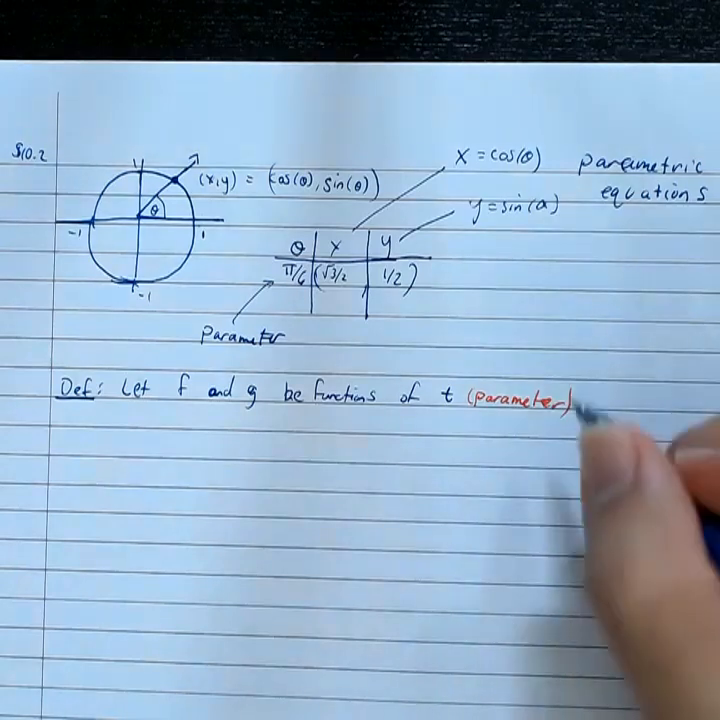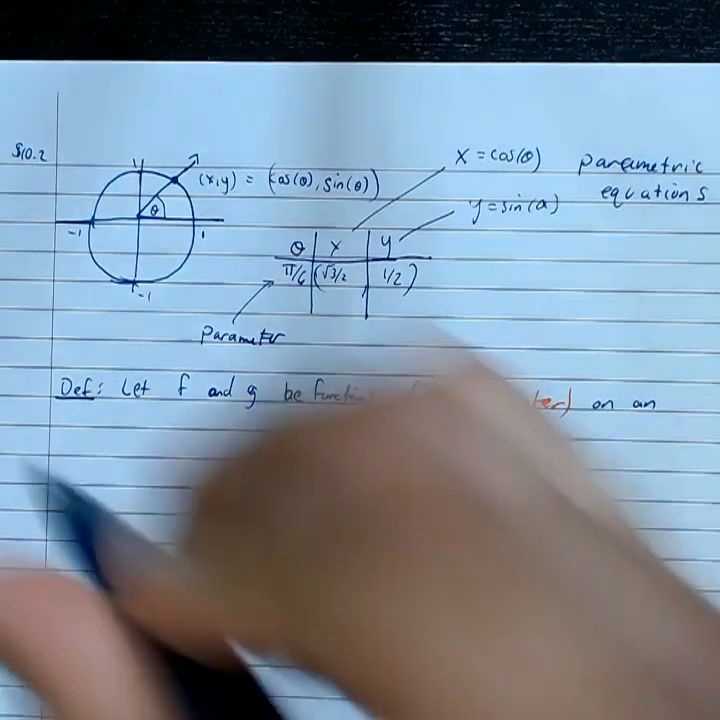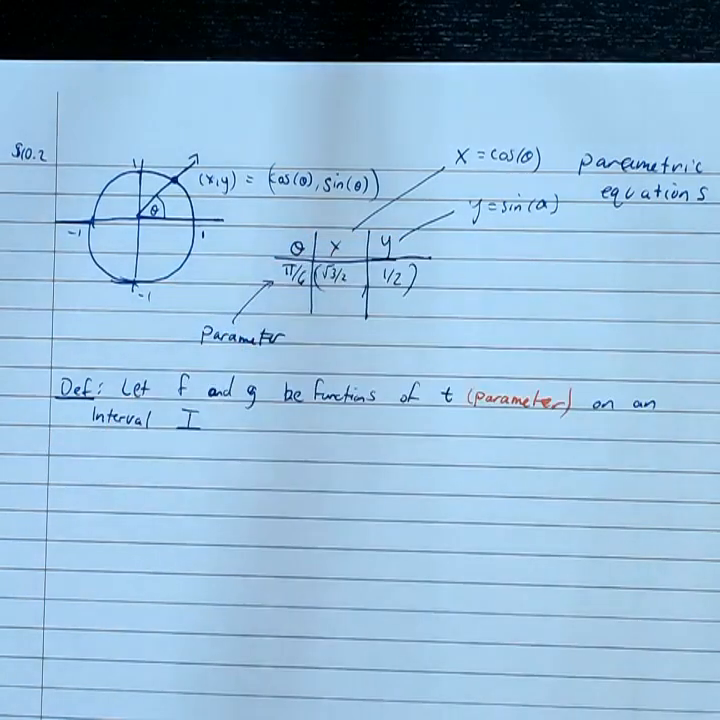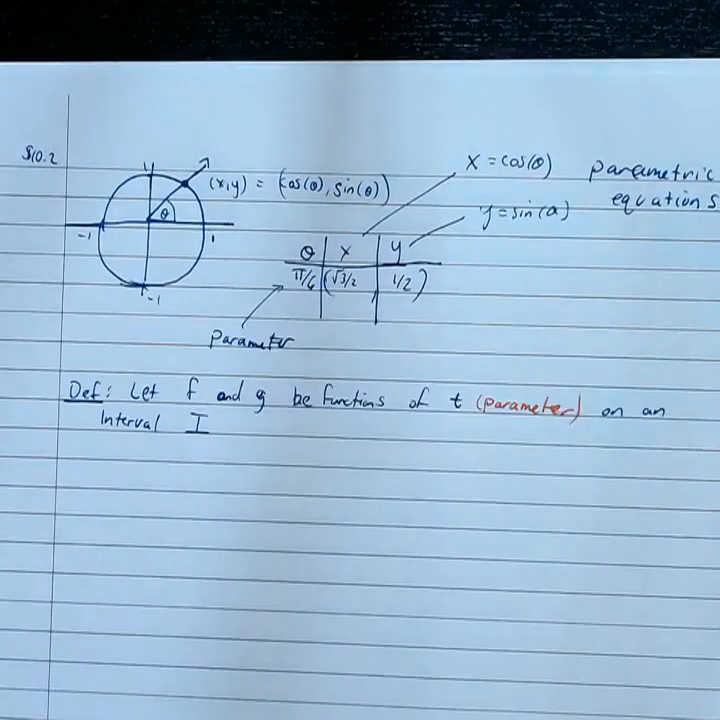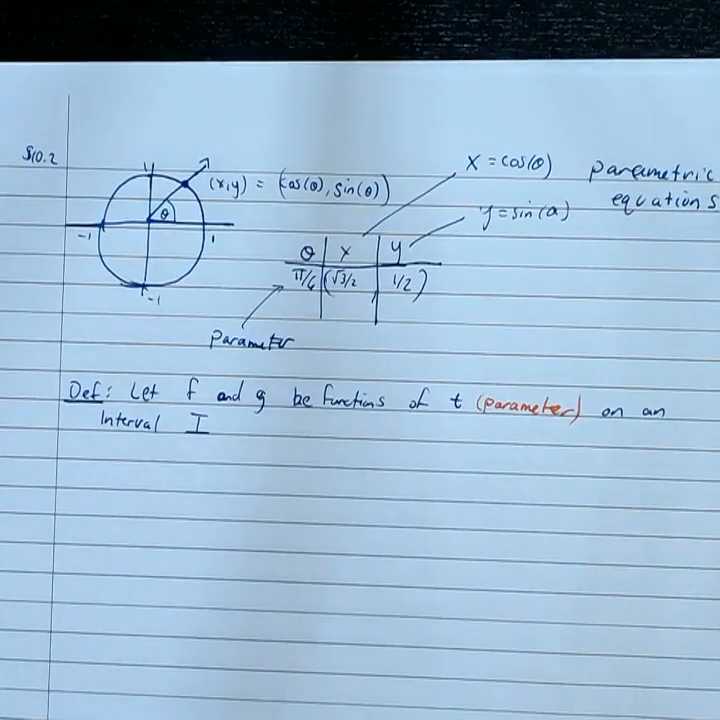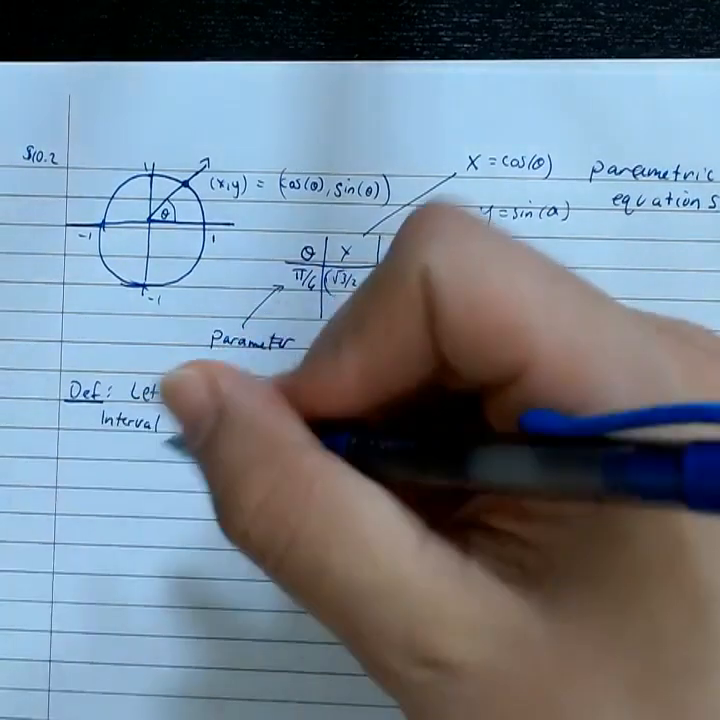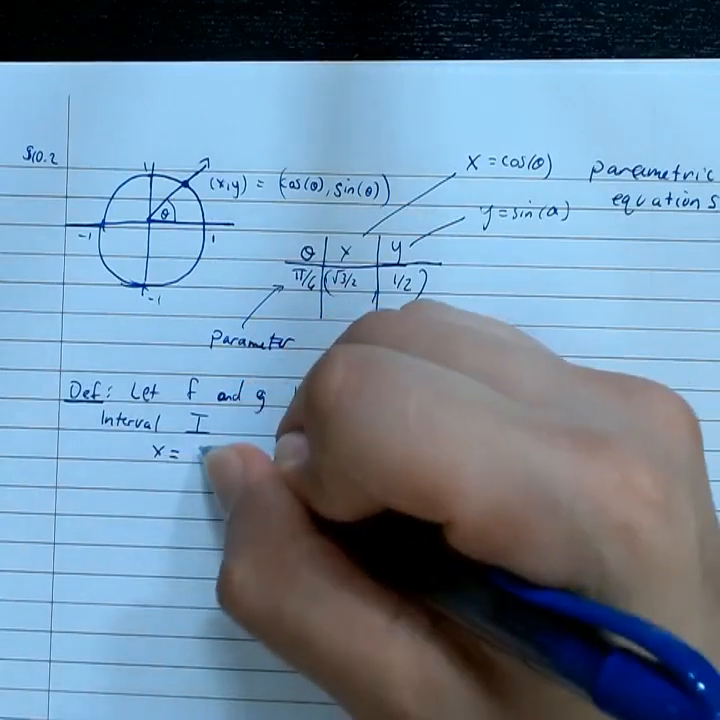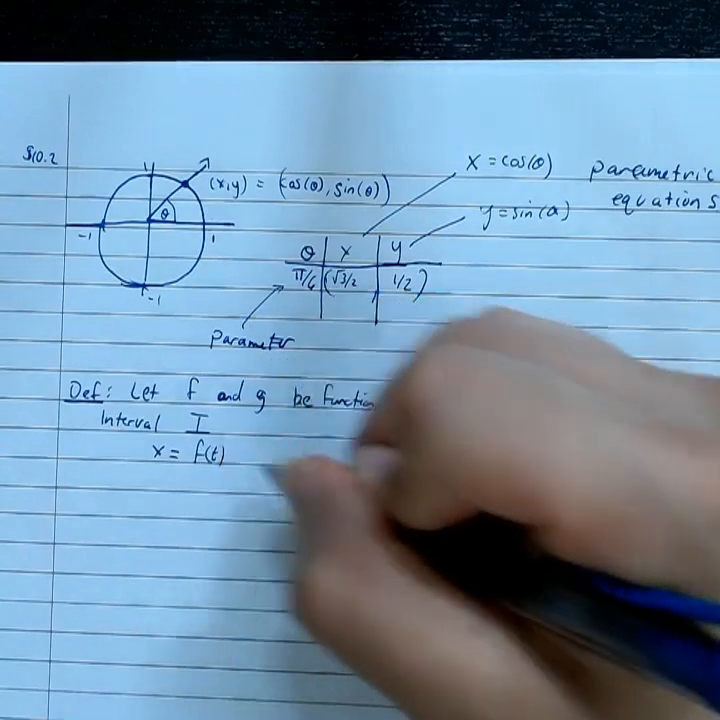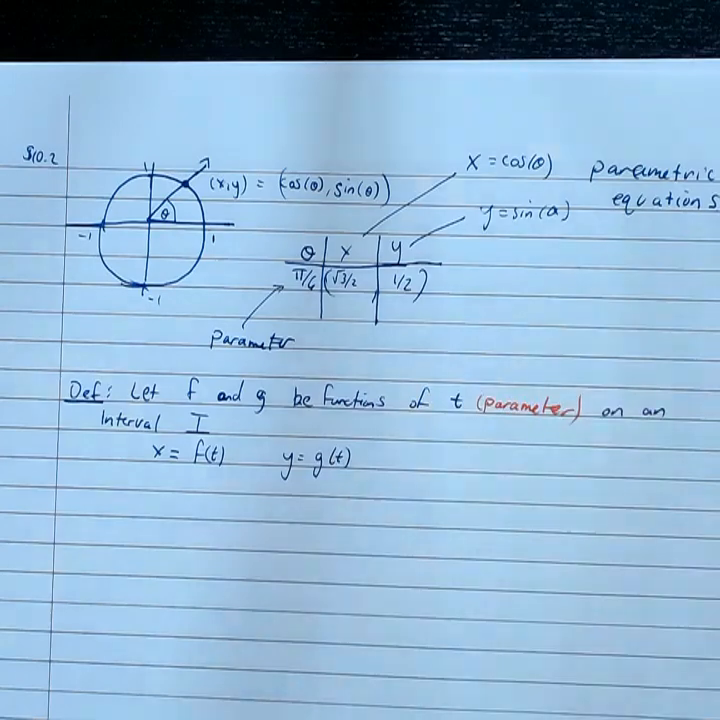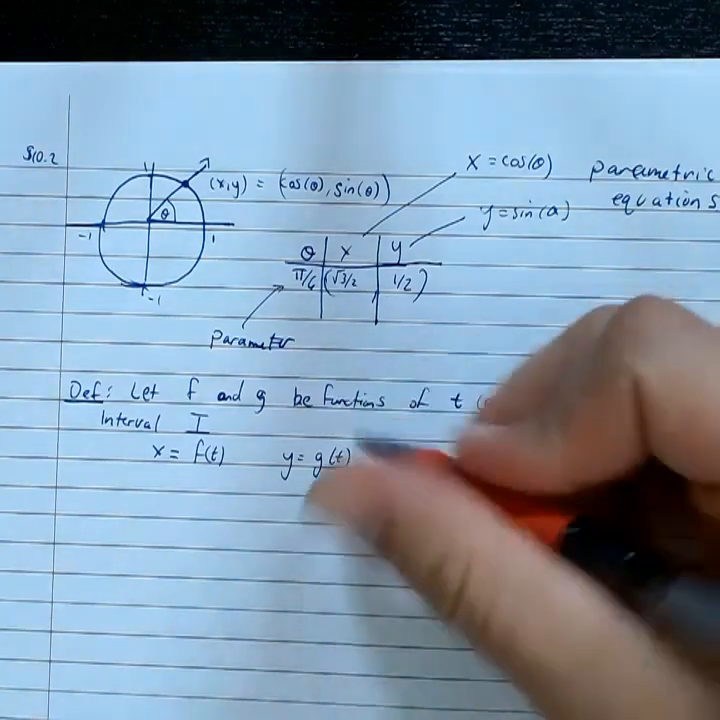On a particular interval I, let's go ahead and have a couple of equations define the points on our plane. The equation x equals f of t and the equation y equals g of t. These are going to be our parametric equations.